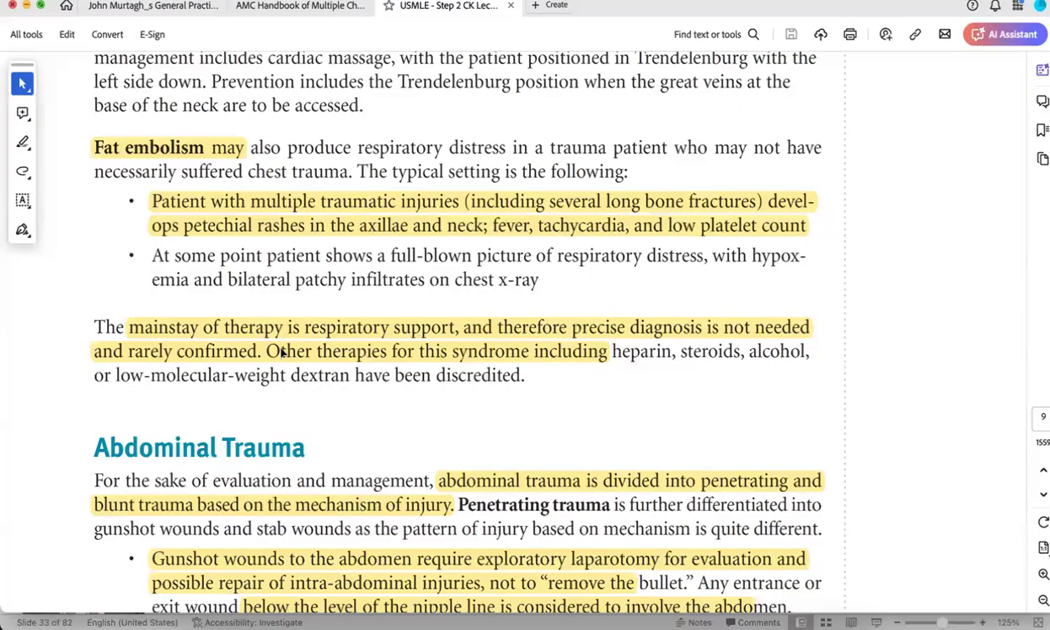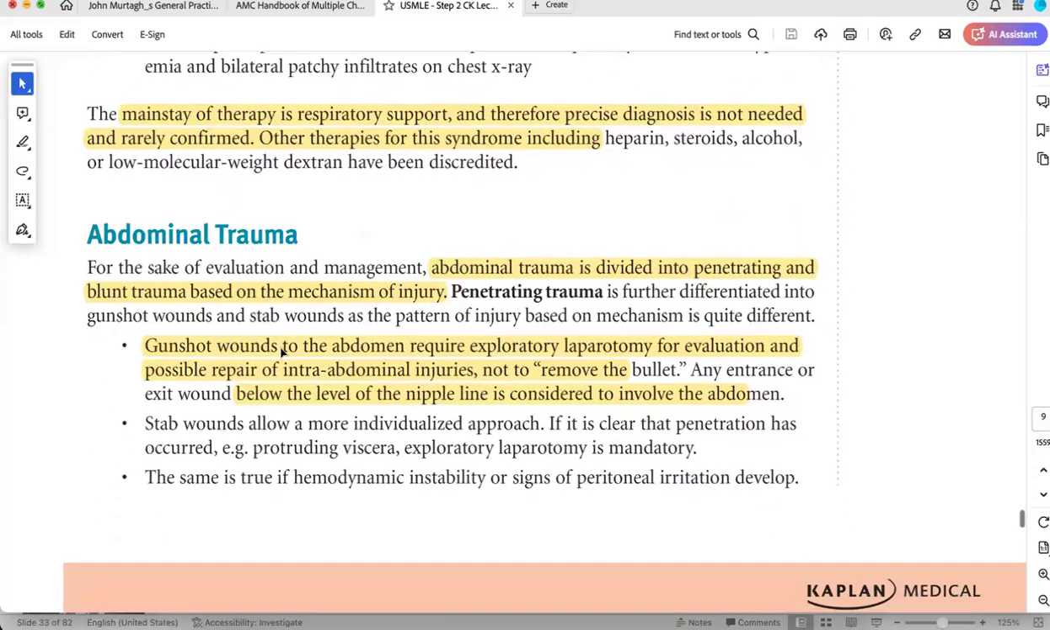So three things. A patient who has a long bone fracture, within 72 hours of that accident develops petechial rashes in the axilla and neck area. The patient is having confusion, altered mental status, and respiratory distress. You would think of the possibility of a fat embolism. There is no specific way to diagnose this. So it is usually the whole scenario which gives you an idea that it could be fat embolism. And the treatment is just respiratory support, which means intubation if needed.